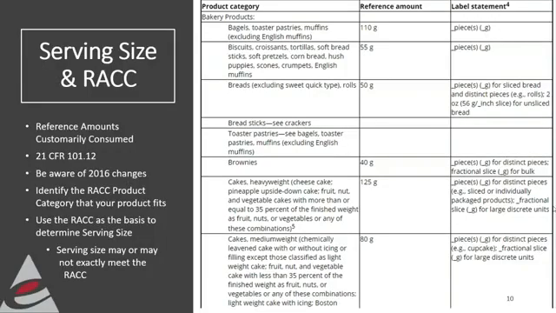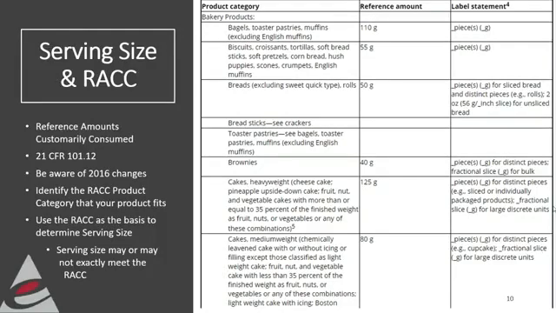In determining the serving size, I want to mention the RACC here, or the reference amounts customarily consumed. This is the section of the U.S. regulations used to determine serving sizes for labeling, and the RACC was updated with the 2016 labeling regulations. So be aware of changes to some of these product categories if you're working with some of those that changed with the 2016 rules. You'll see on this slide an example page from the RACC.